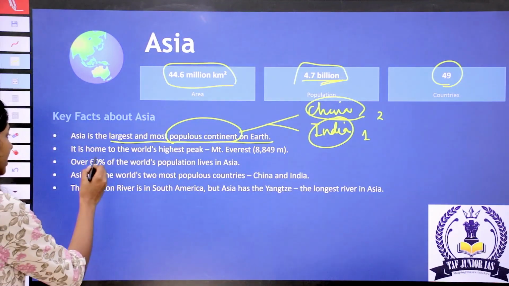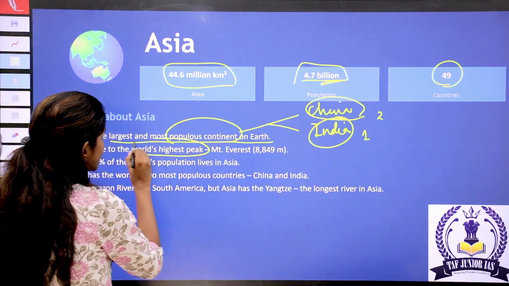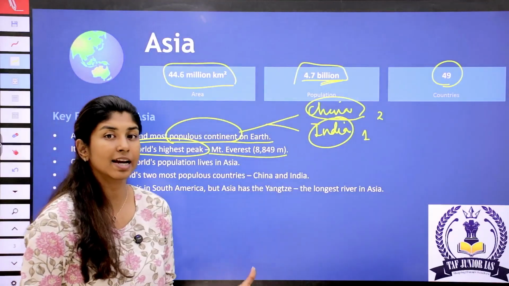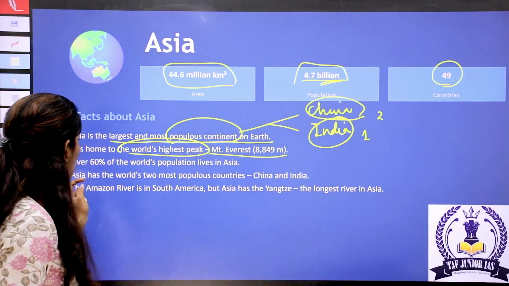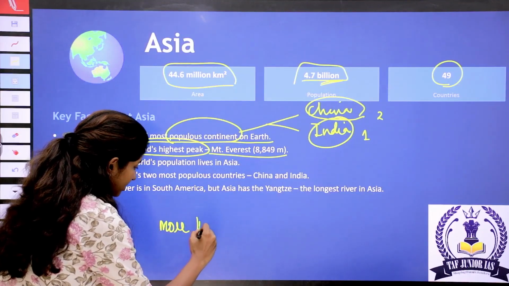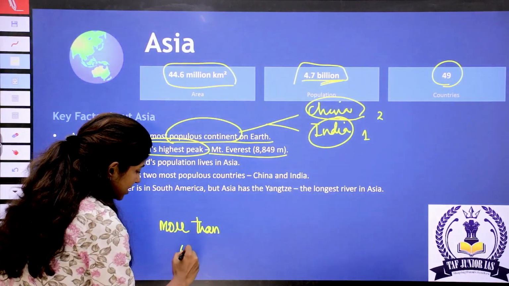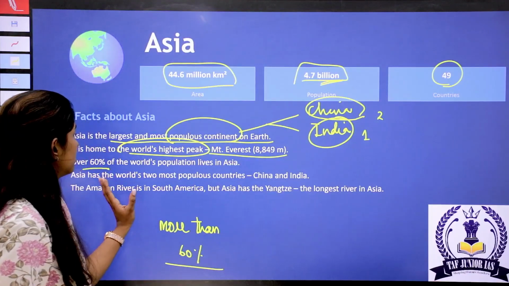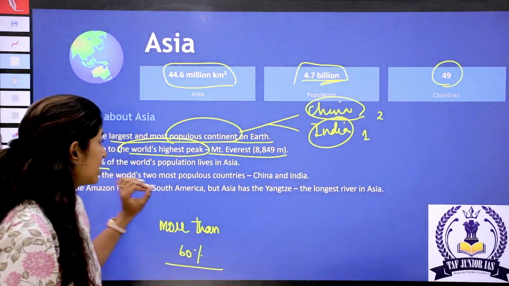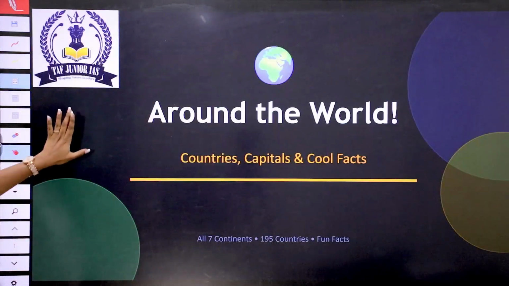Now, it is home to the world's highest peak, Mount Everest. It is there in Asia. Over 60%, that is more than 60% of the world's population lives in Asia. Okay. Now just see, we can compare and see here.